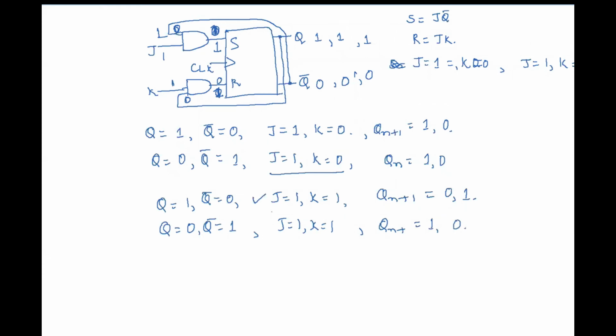When J is equal to 1 and K is equal to 1, your output is actually being complemented, from 1 to 0 and 0 to 1. So that's important about your K map.